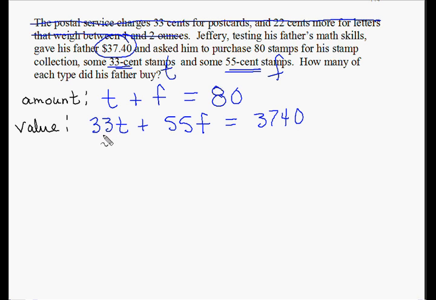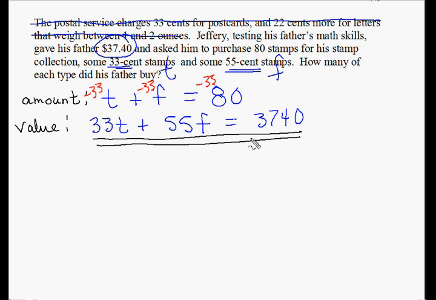Now, if I want to solve this system of equations, I need to make one of the variables go away. I can do that by multiplying the first equation by negative 33 on both sides. And since there are two terms here, I'm going to multiply each term by negative 33. You can see here I've drawn two lines because I'm not actually going to add the equations together.